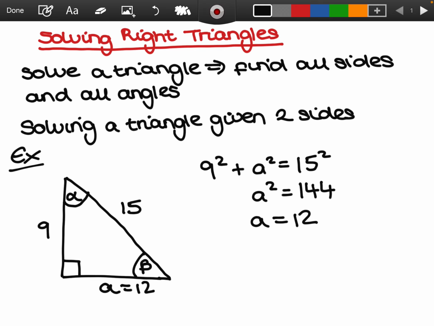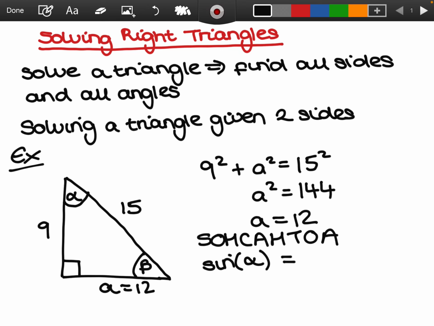Now I've got to find alpha and beta. We do this using, you can use sine or cosine. I'll use sine here. You're going to be using our SOHCAHTOA rule here. So like I said, once you've got all three sides, you can use any of these. I'll use sine. So to find alpha, we know that sine of alpha is equal to opposite divided by the hypotenuse, which is 12 over 15.